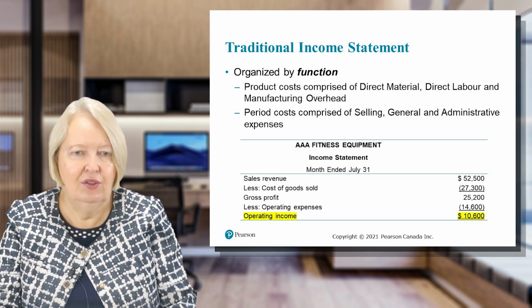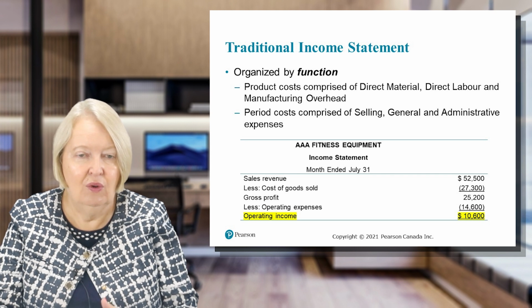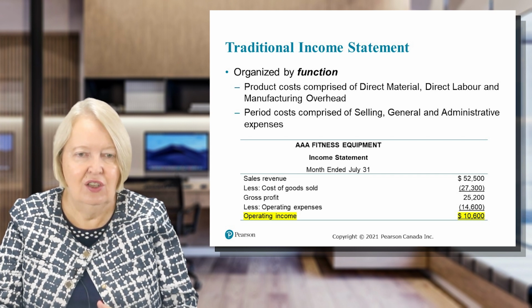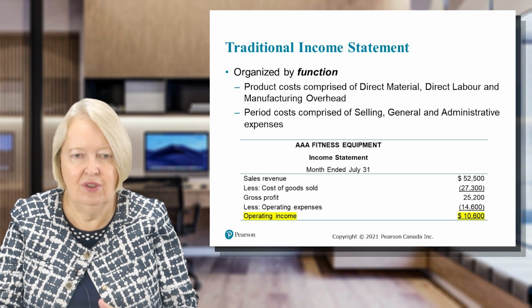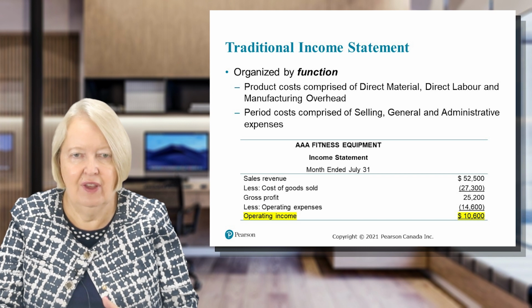So now we're going to look at ways of presenting your income. The traditional way is to look at sales revenue less your cost of goods sold, giving you gross profit, then deduct your operating expenses to come out with operating income of $10,600. So that's the more traditional way of presenting your cost. The product cost in here is comprised of the materials, labor, and overhead, and the period costs are the operating costs.